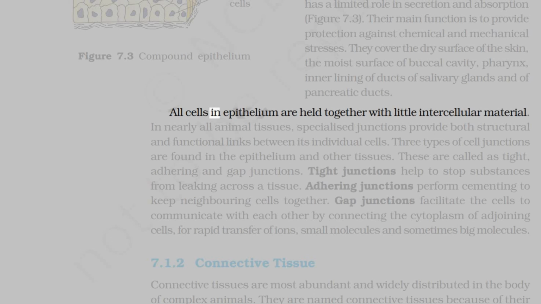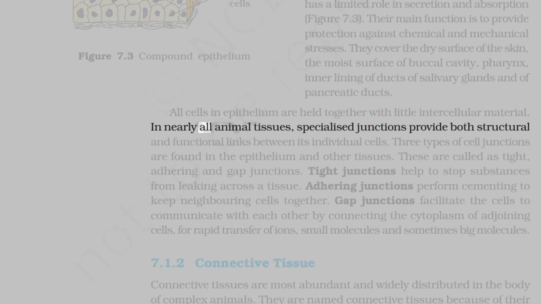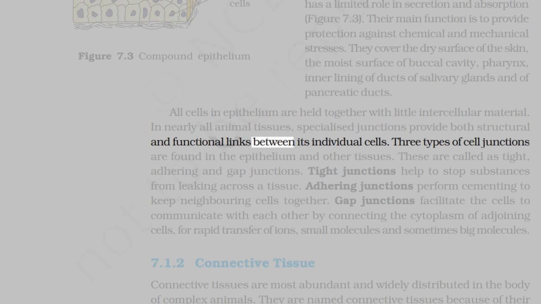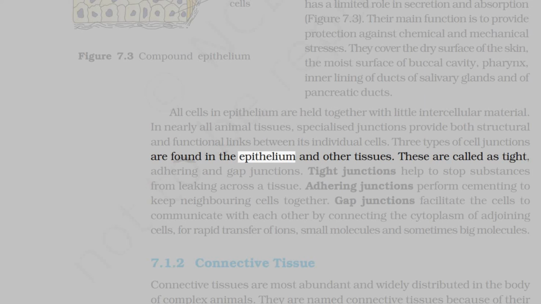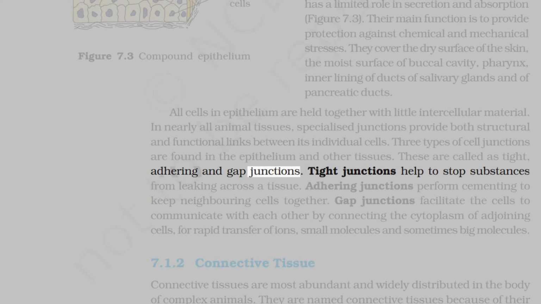All cells in epithelium are held together with little intercellular material. In nearly all animal tissues, specialized junctions provide both structural and functional links between its individual cells. Three types of cell junctions are found in the epithelium and other tissues. These are called tight, adhering and gap junctions.